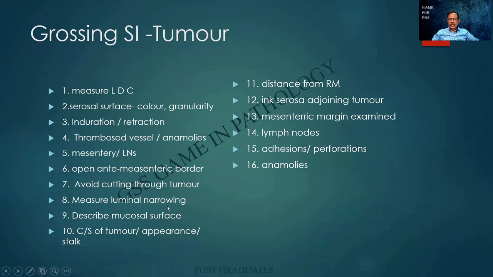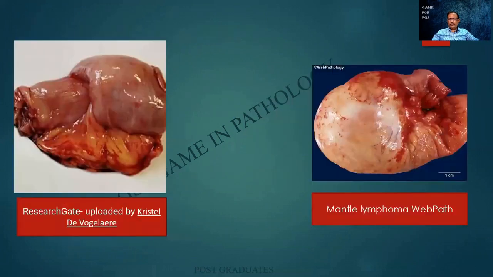Any area of luminal narrowing, you will have to see. If it is going to be a polyp, then with the stalk, and the entire thickness will have to be studied. And the resected margins obviously are important. Any area adjacent to the tumor, lymph nodes, adhesions, perforations. And if you do find any other congenital anomaly, that has to be sampled. So this will be the grossing. Nowadays, you people follow the CAP protocol, so it should not be difficult for you.